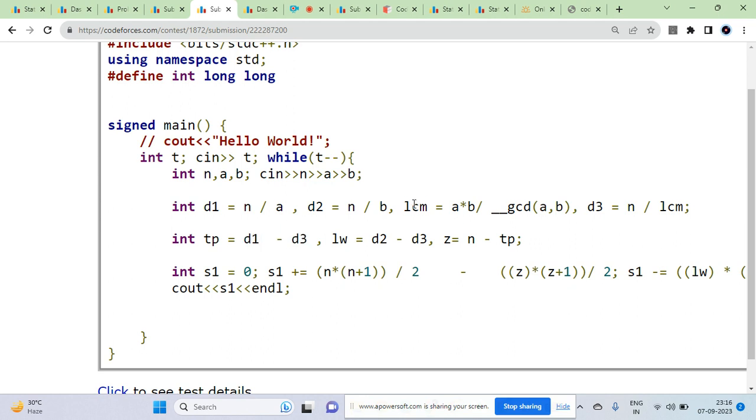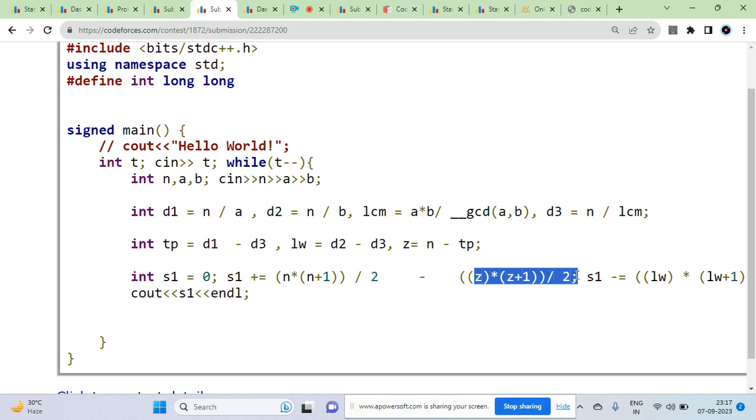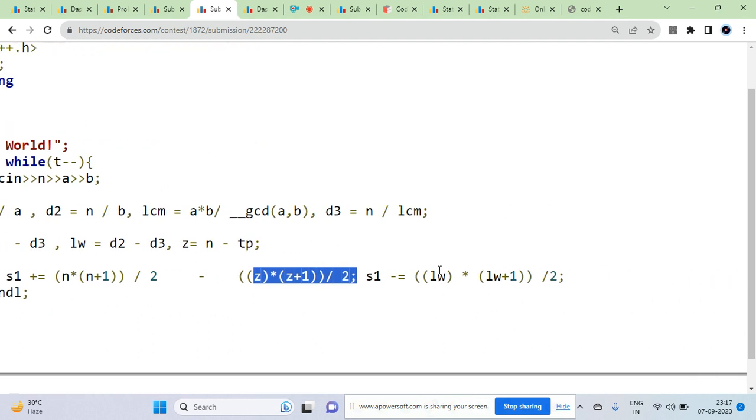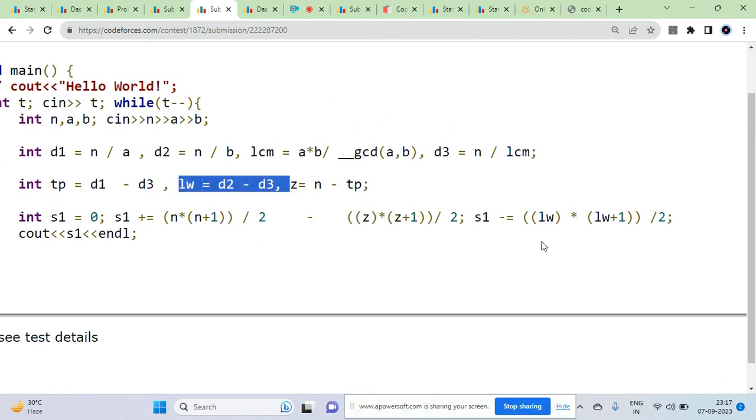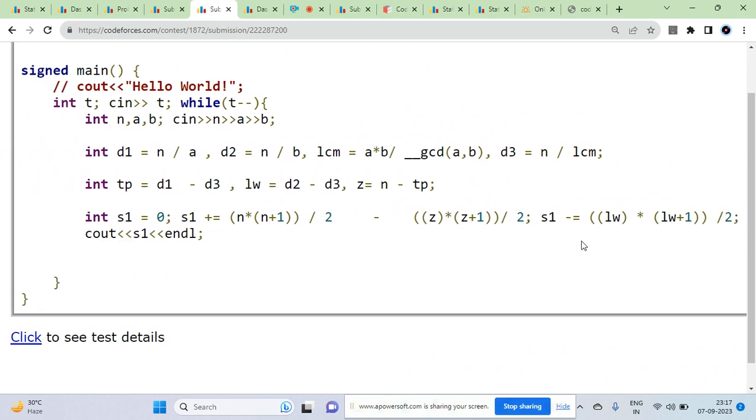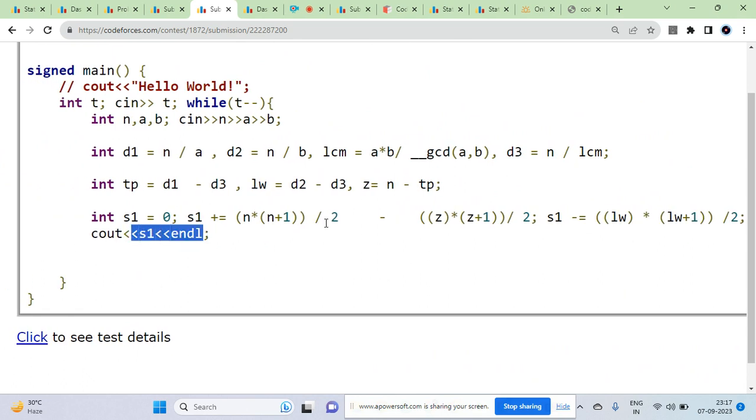So TP is d1 minus d3, and why minus d3 is necessary, I told you, I focused on it: the LCM. That was needed, and d2 minus d3, and this is n minus TP, the point where you need to stop. So take all of 1 to n, and you cannot take everything, so that's why the range runs from n down to n minus TP. That's how you can pick up the top five numbers, and this LW is the lowest five numbers. It's a really simple thing: LW into LW plus 1 by 2, and s1 plus equals this, minus equals this.